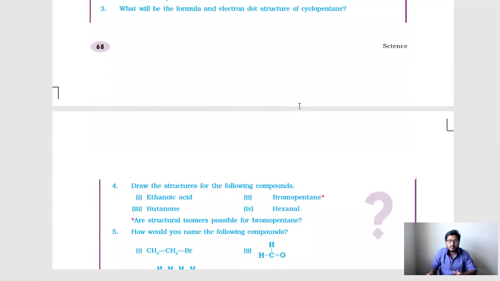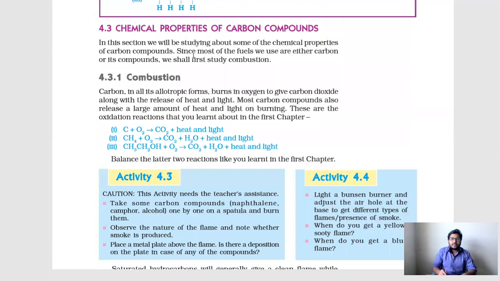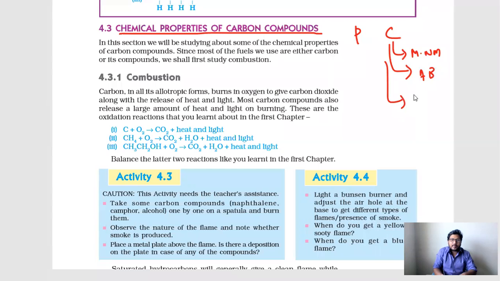I'll explain you. After that, we'll see chemical properties of carbon compounds in this chapter. You know physical properties and chemical properties. In metals and non-metals, we have seen chemical properties of metals and non-metals. In acids and bases, we have seen chemical properties of acids and bases. In this chapter, we are going to see chemical properties of carbon.